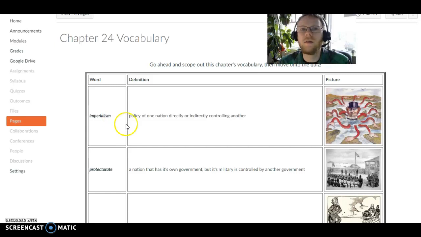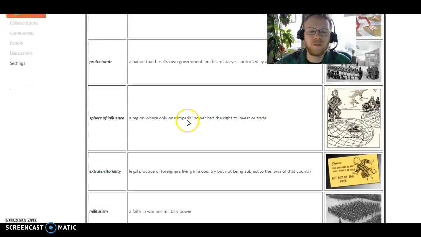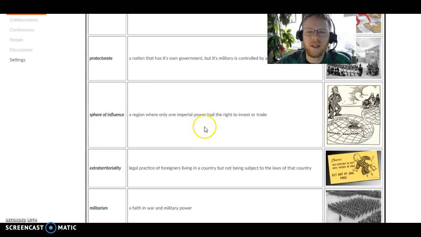First word, imperialism. A policy of one nation directly or indirectly controlling another. A protectorate, a nation that has its own government, but its military is controlled by another government, so it's protected by another country. Protectorate. Sphere of influence is a region where only one imperial power has the right to invest or trade.